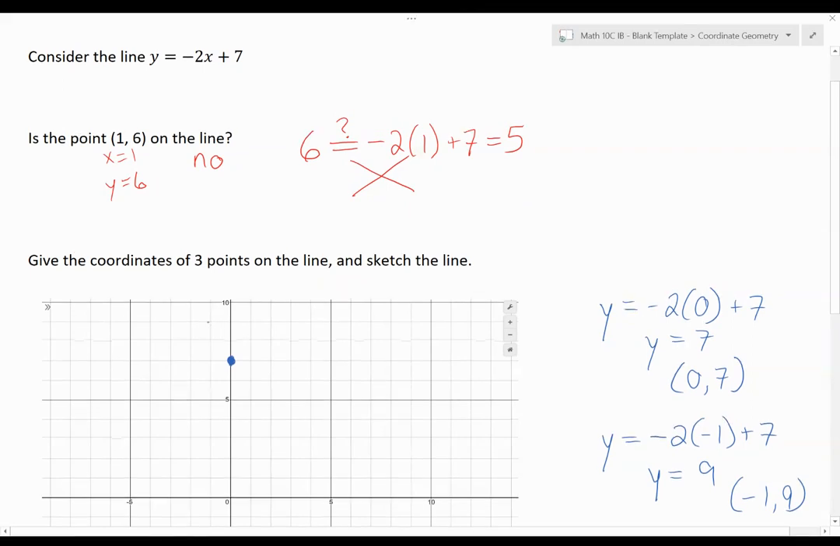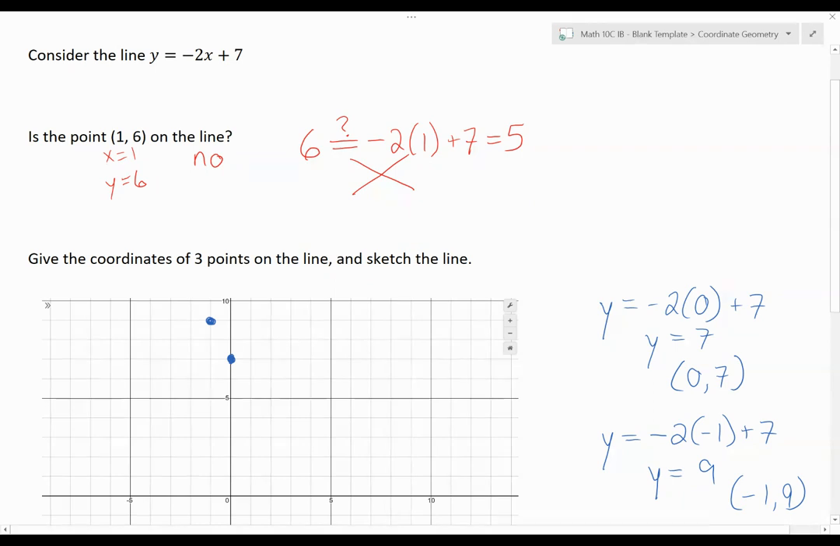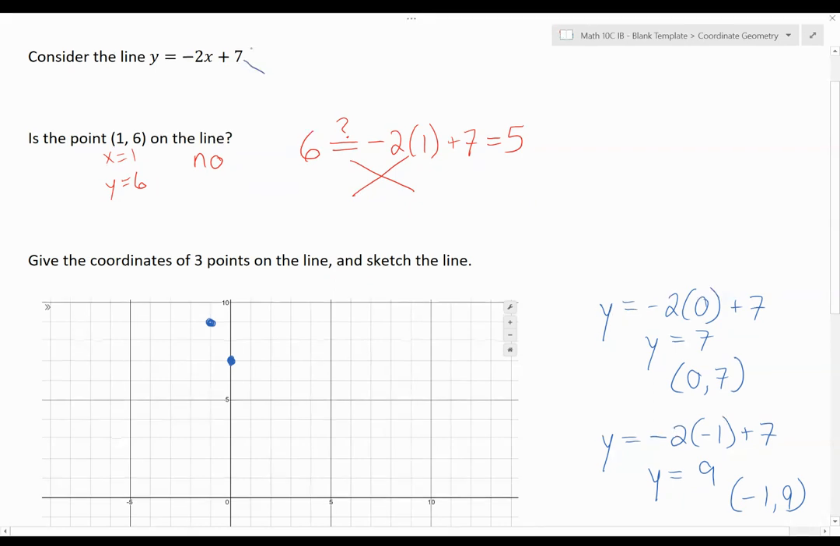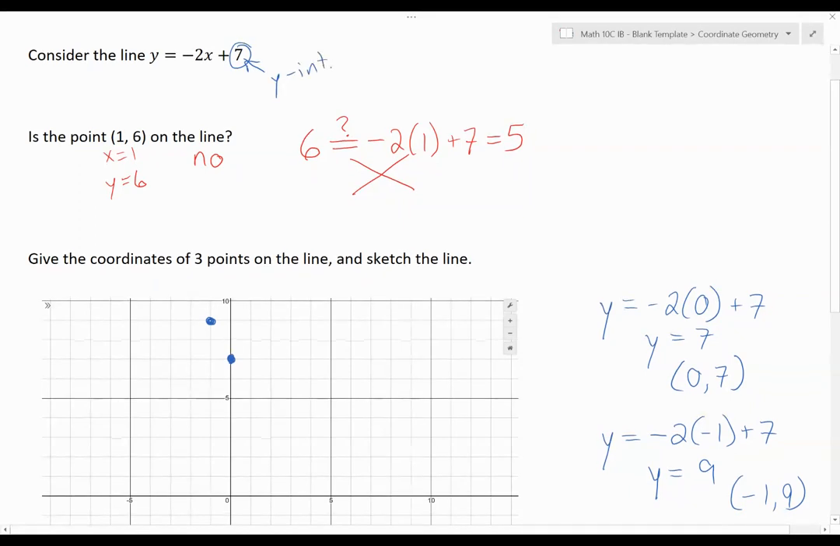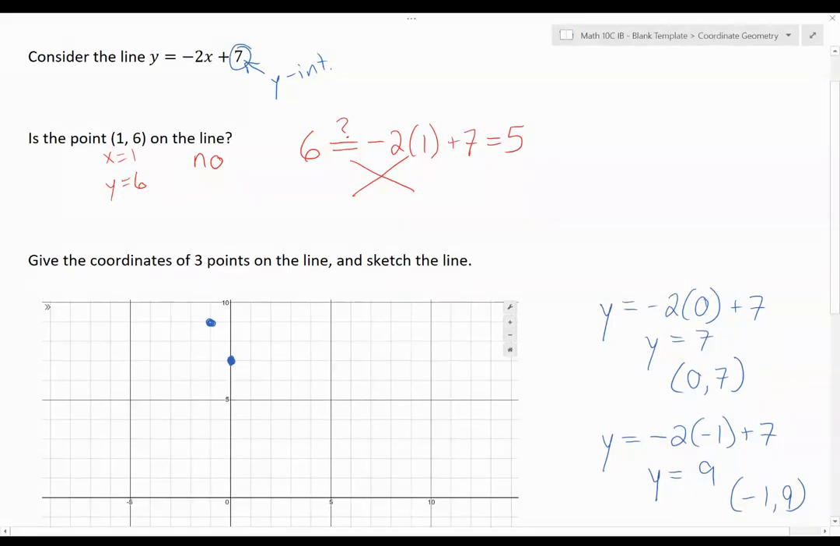I don't actually need to be calculating individual points because I knew from the equation that the y-intercept was going to be 7. I can see that right here in the equation. That's the y-intercept. And I know the slope, so I can actually find points just by using the slope as well. So for example, knowing that the slope is negative 2, that could be considered negative 2 over 1. So I go down 2 and over 1, down 2 over 1.